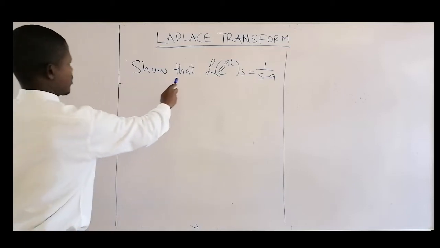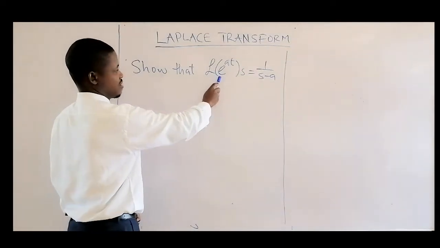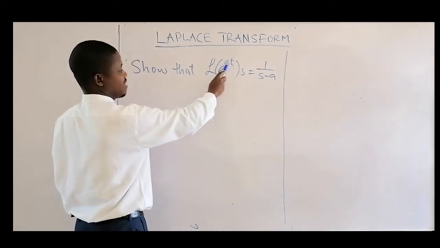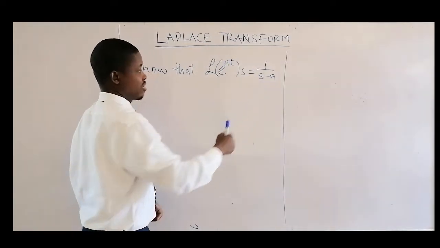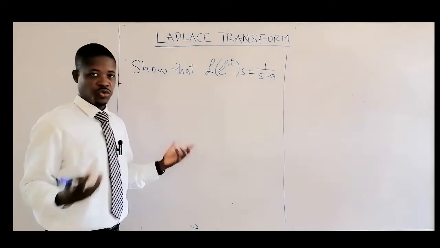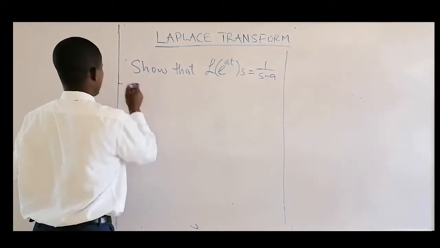We want to show that the Laplace of this, the exponential to power at, is equal to this. Actually, from the table, we know that the Laplace of this is equal to this. But we want to show that, so let's do that.